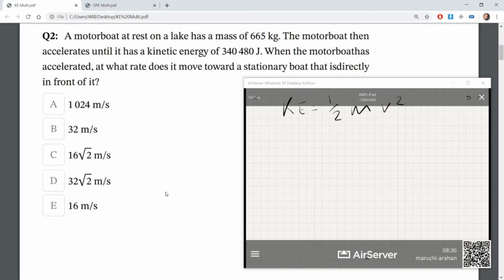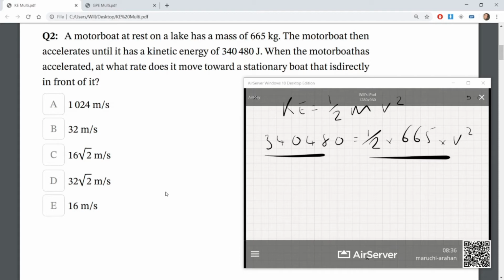Now the kinetic energy you are given is 340,480 equals half times 665 times v squared. So if you double both sides of the equation, on the right we've got this half. If we double this side, that's just going to vanish. And if you double the left-hand side of the equation, you're going to get what?